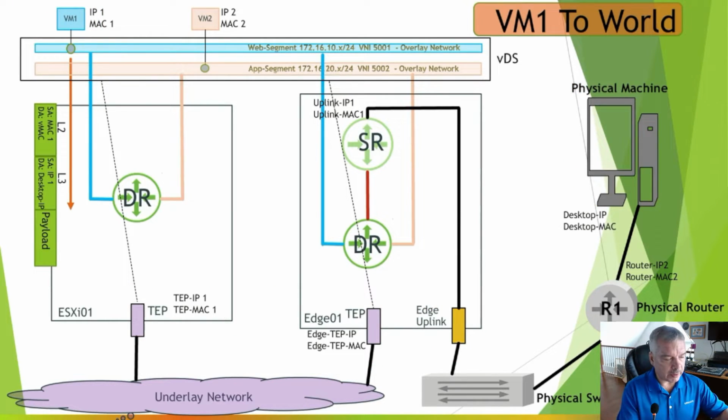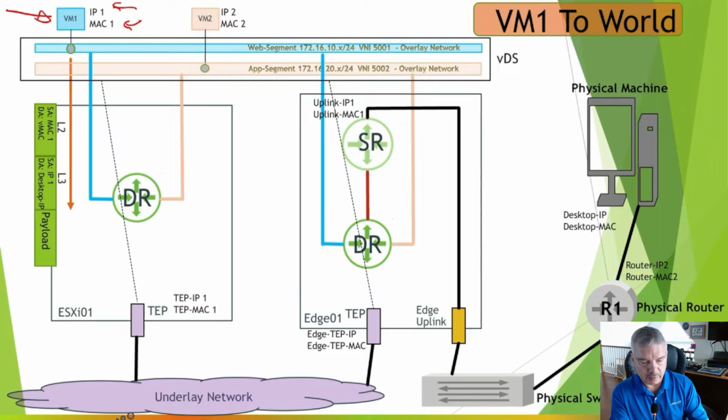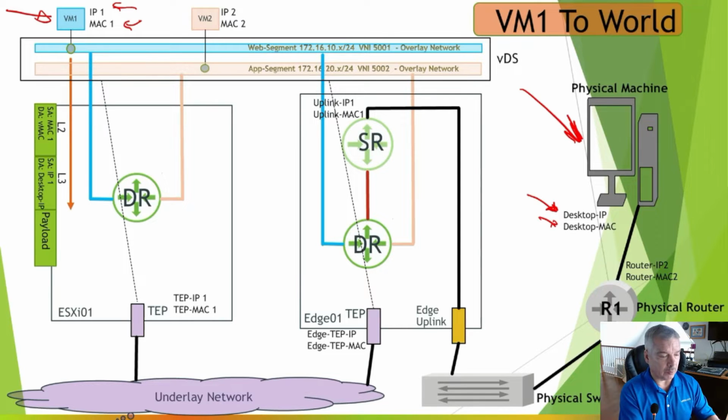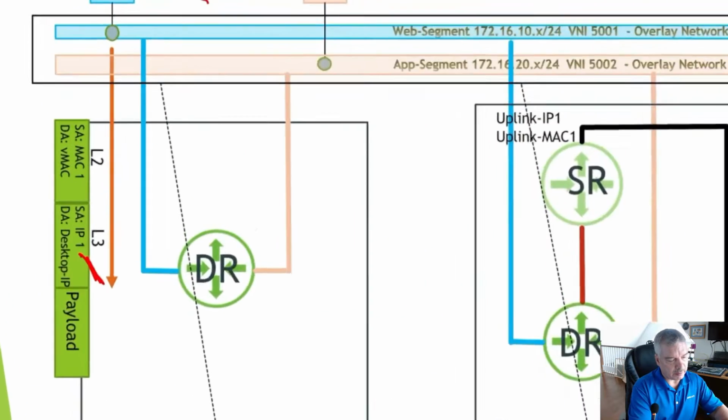Let's say this blue VM, which has an IP of IP1 and a MAC address of MAC1, wants to ping this physical machine that has an IP of desktop 1 and a MAC of desktop MAC. So how does this look? If I look at the layer 3 packet, the source IP will be the blue machine's IP, IP1. The destination IP would be the physical machine's IP. Let's assume everybody's talked, so there's no ARPing involved or anything like that. Anyways, we see our source IP is IP1. If I zoom in a bit.